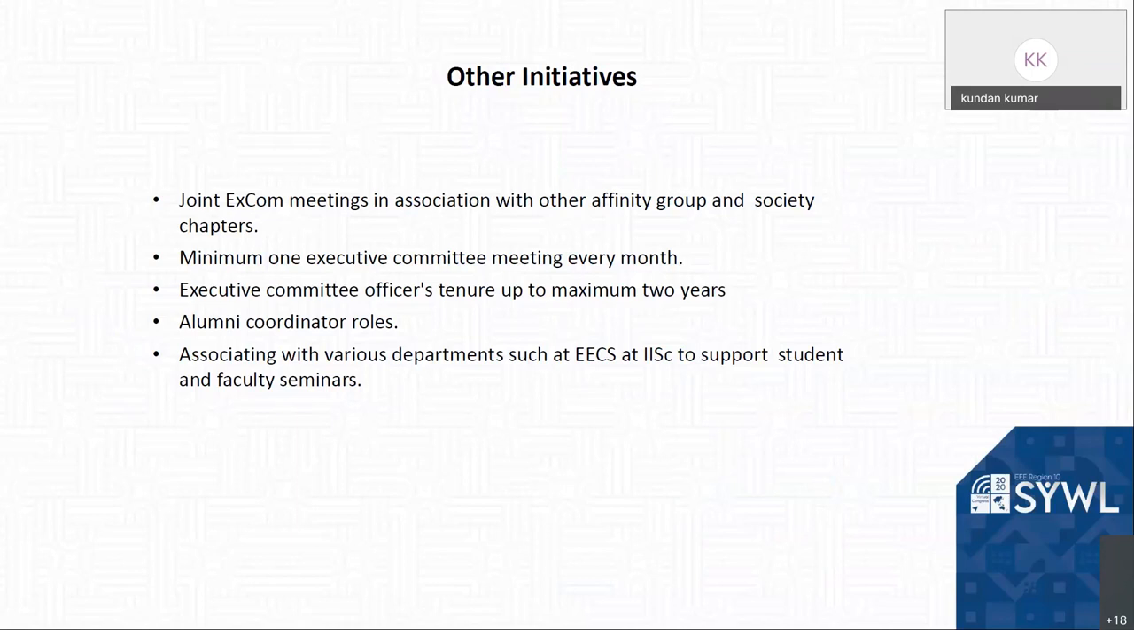We are trying to associate with various departments, like ECS, as we call it here, Electrical Engineering and Computer Science at IIC, to support student and faculty seminars. If they want to discuss their research or tutor something, like Python classes, they can use our platform. And if they are HKN members, then we will invite them to be part of this.